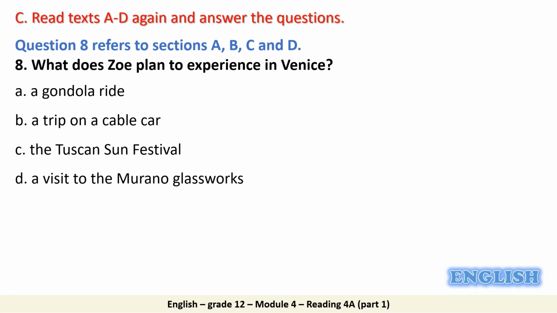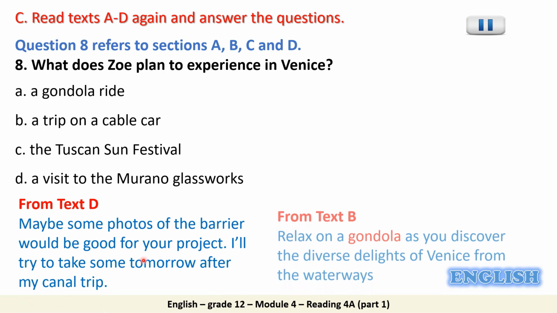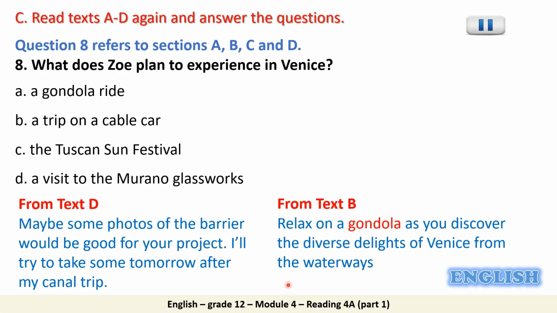Moving on to question 8, the last question we're having today. What does Zoe plan to experience in Venice? To be able to answer this question, you need to understand texts B and D. You need to relate information from both texts. Pause the video to answer. Well, these two extracts will help you answer the question.